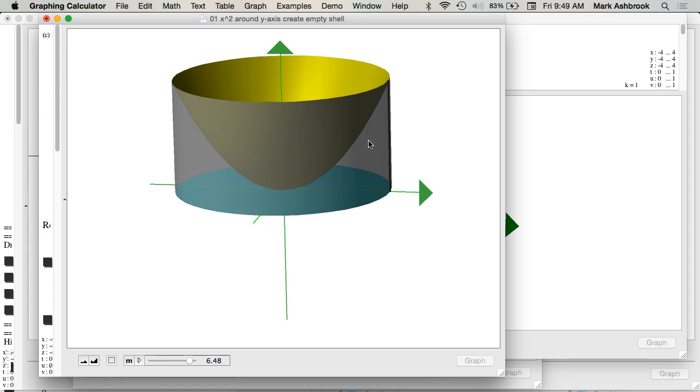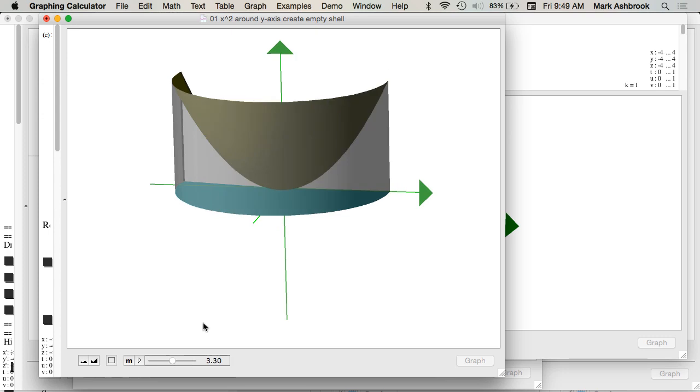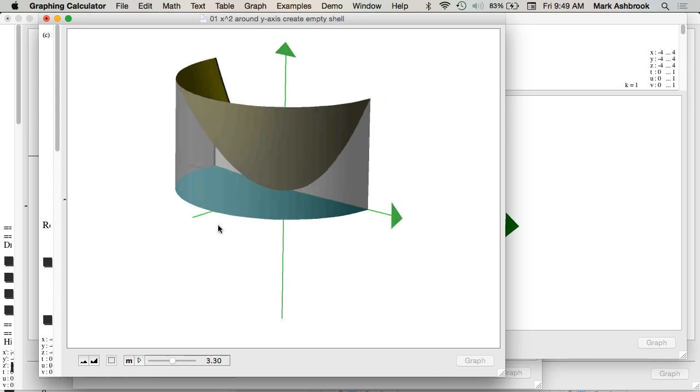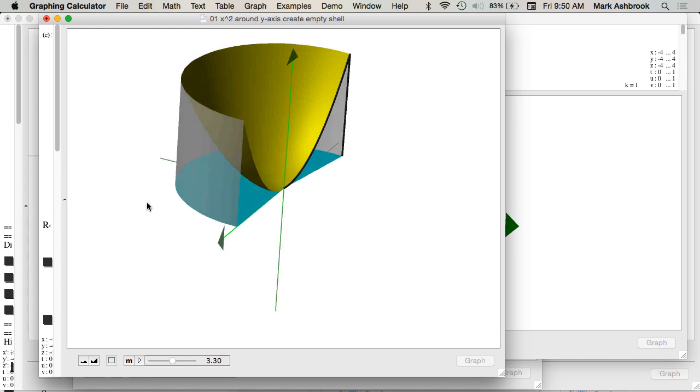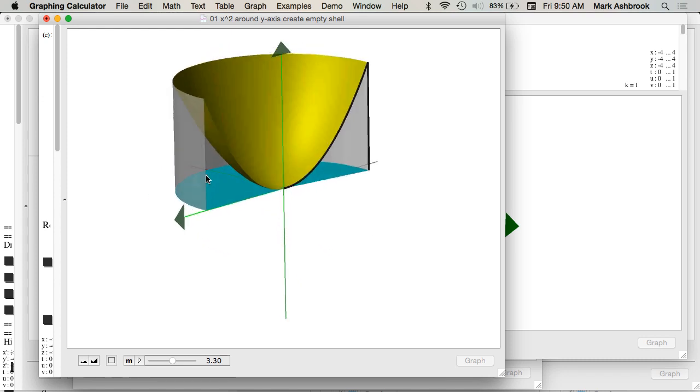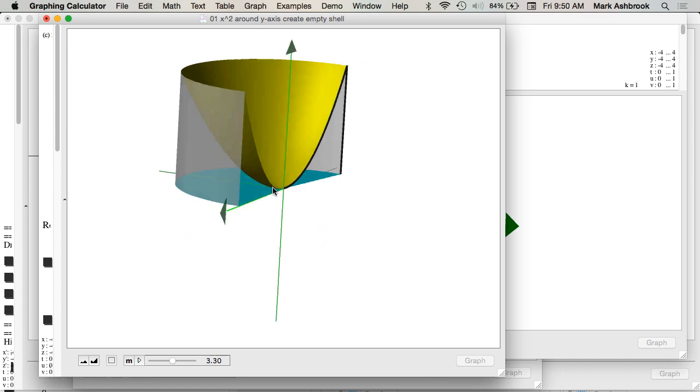Because if I go halfway and kind of look inside here, turn around. So we're going to be filling in this space that we created by the original thing, right? We're going to be filling that in. So it's below the bowl and above the x-axis.